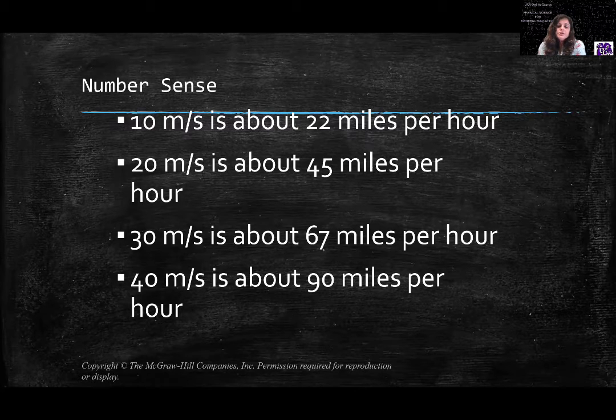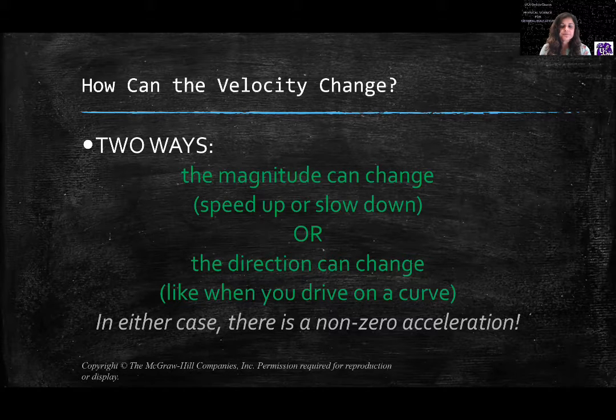We've talked about the fact that in the SI system of units, we have meters per second. If we're traveling at 10 meters per second, just to give you a perspective, because all cars tell us our speed in miles per hour, that's about 22 miles per hour. 20 meters per second is about 45 miles per hour. 30 meters per second, 67. 40 meters per second, about 90 miles per hour, which some cars are really happy to do on I-40.